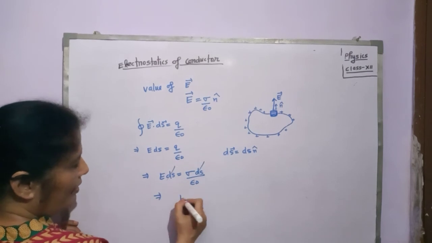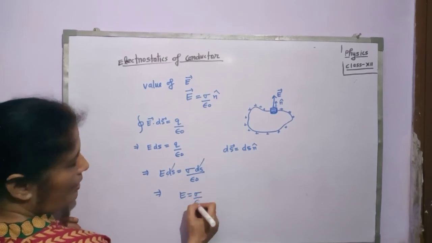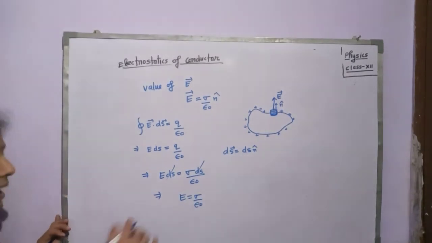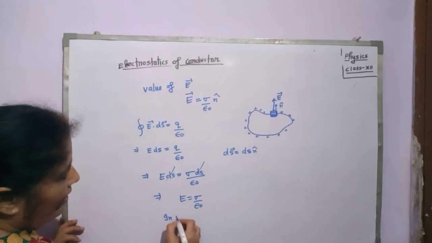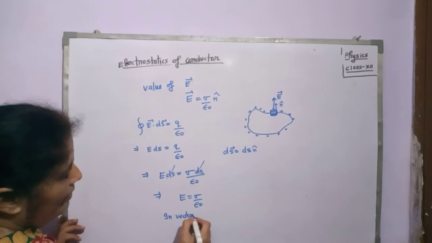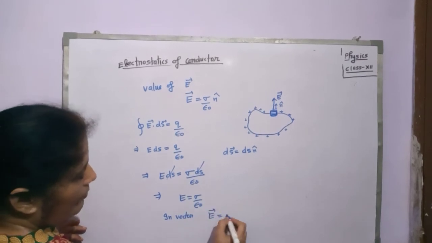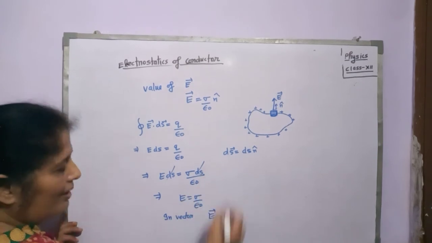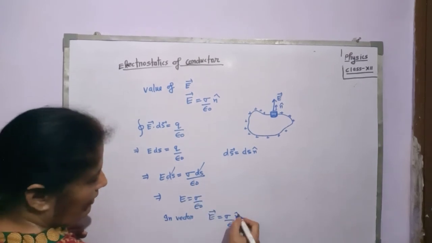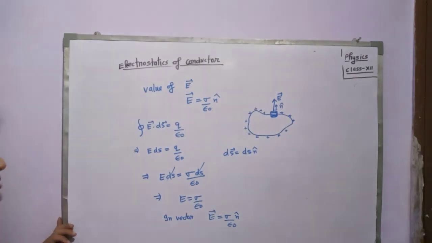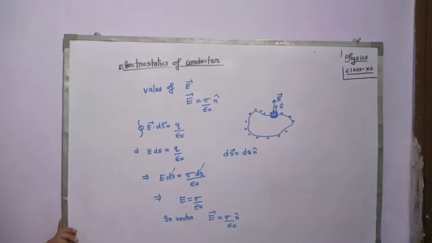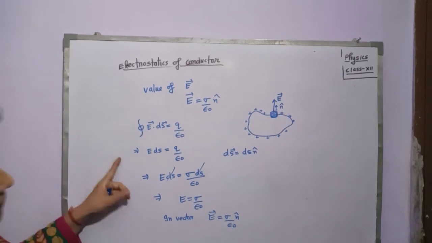We get here E is equal to sigma upon epsilon naught. This is in magnitude only. In vector form, we can write E is equal to sigma upon epsilon naught times n cap. If sigma is positive, it is directed outward, along your area vector in the outward direction. In the case if sigma is negative, there will be a negative sign. It depends on whether sigma is positive or negative. This is very, very important.